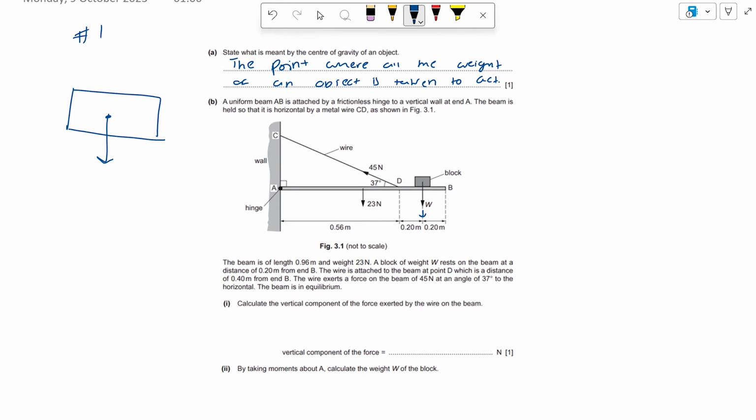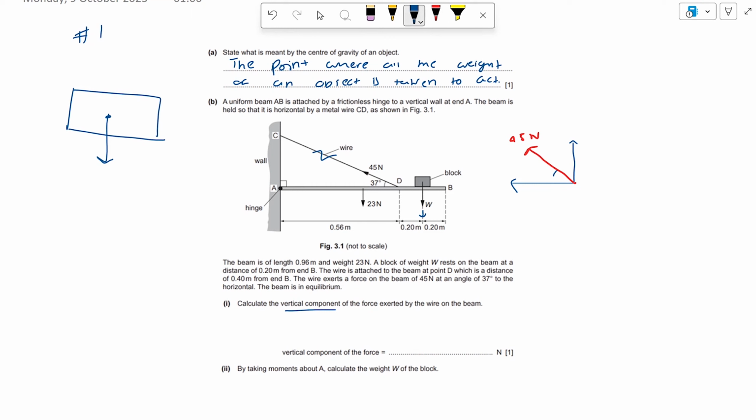Okay, so now we have what seems to be a beam that's supported on a wall by a string or a wire, and we need to calculate the vertical component. So we need to resolve this into its two components, which will give us a horizontal component and a vertical component. Great.